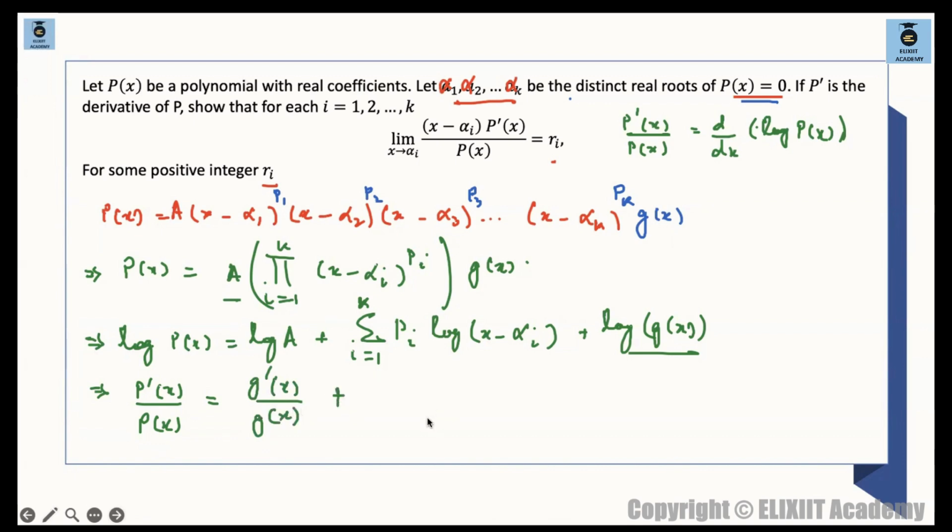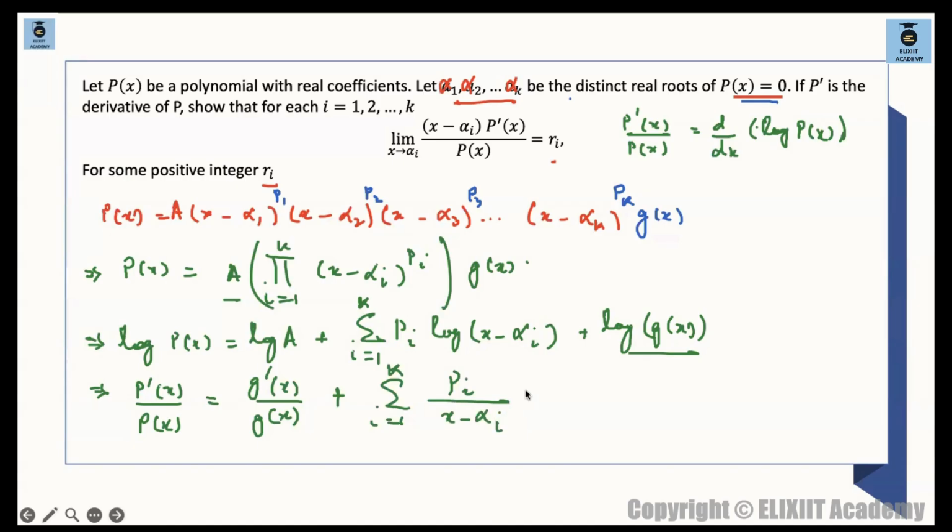Plus, now this one. What do we do for this one? Pi is just a constant. So we can keep pi aside, so that we are having log of x minus alpha i, and differentiation of log of x minus alpha i will be 1 by x minus alpha i. That's all. And summation will continue. Don't remove the summation. Summation i equals 1 to k. Once you differentiate, summation will continue. This will become x minus alpha i.